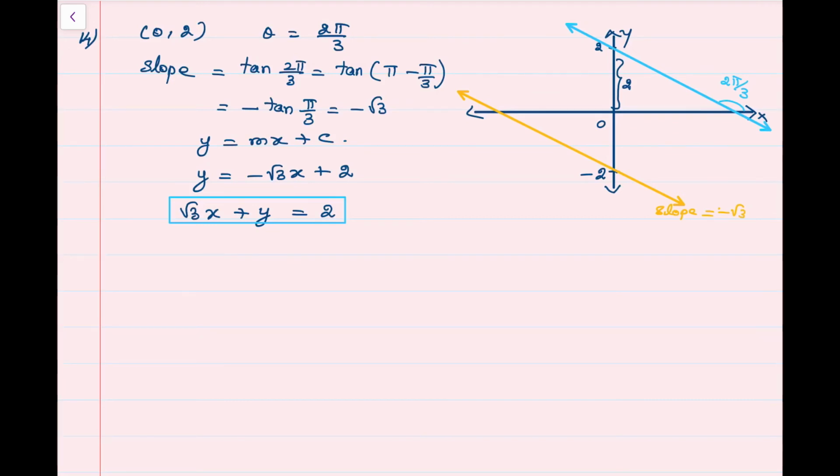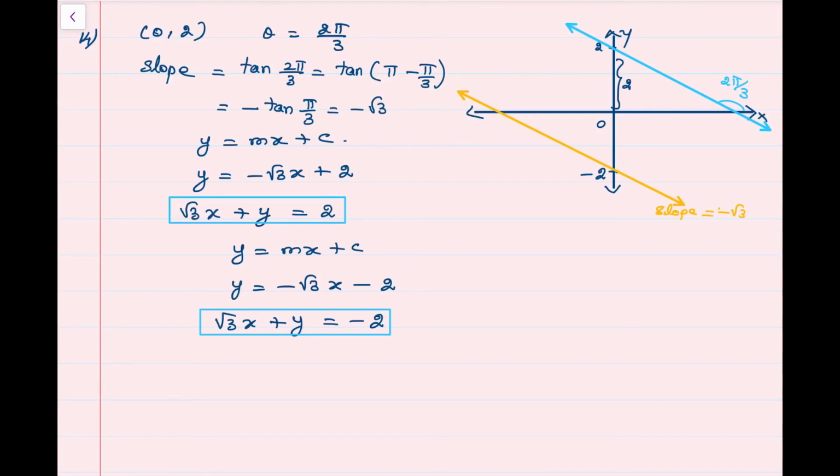And here in this case y-intercept is minus 2. So we will use the slope y-intercept formula. Y is equal to mx plus c. Y is equal to slope is minus root 3, and y-intercept is minus 2. Therefore, the equation of the straight line is root 3x plus y equal to minus 2. If two lines are parallel, only their constant terms will differ.